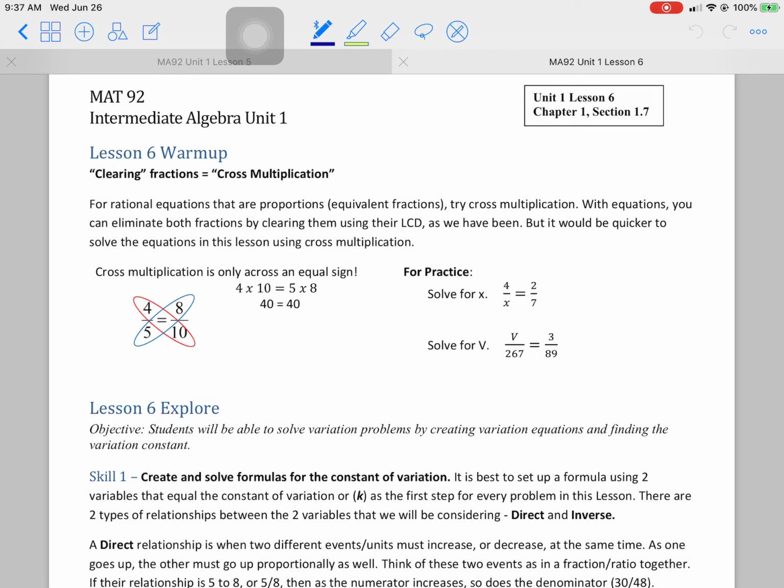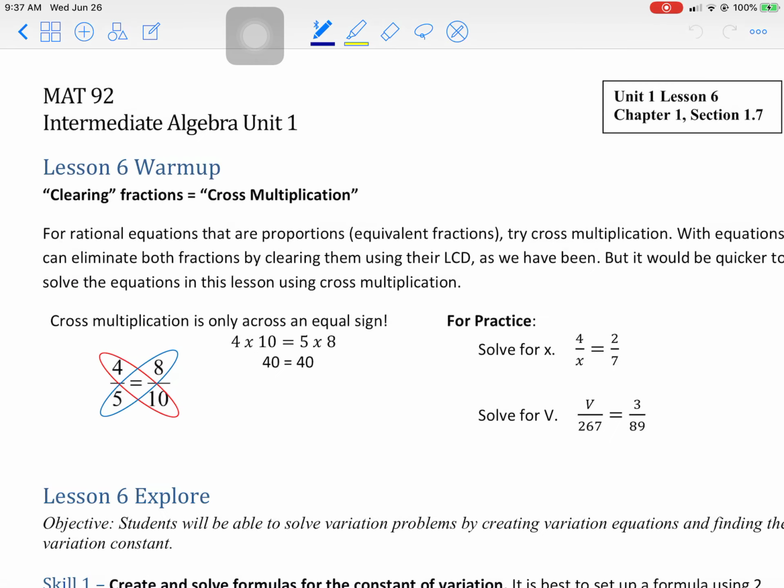Alrighty, lesson 6, last one in the unit here. I want to show you how cross multiplication is the same as clearing fractions. So for rational expressions that are proportions, try cross multiplication.